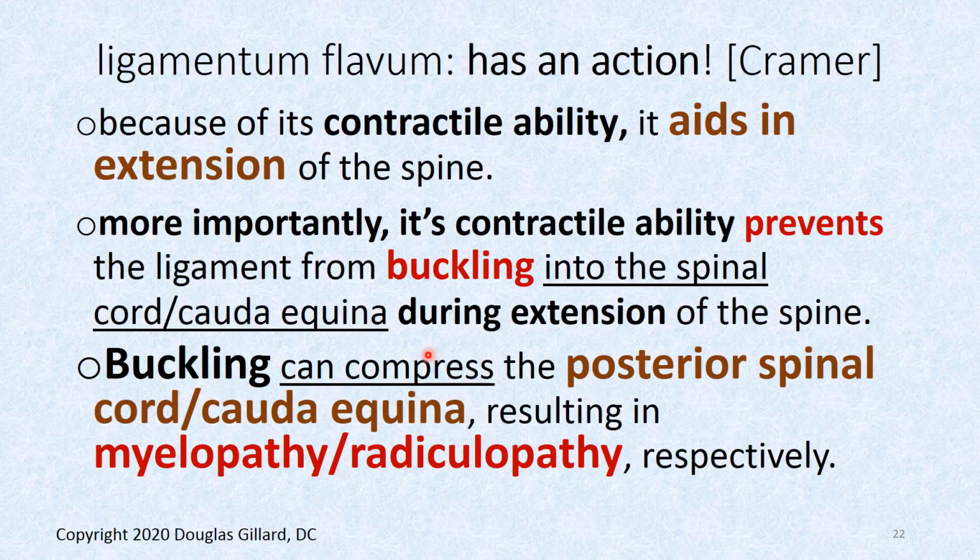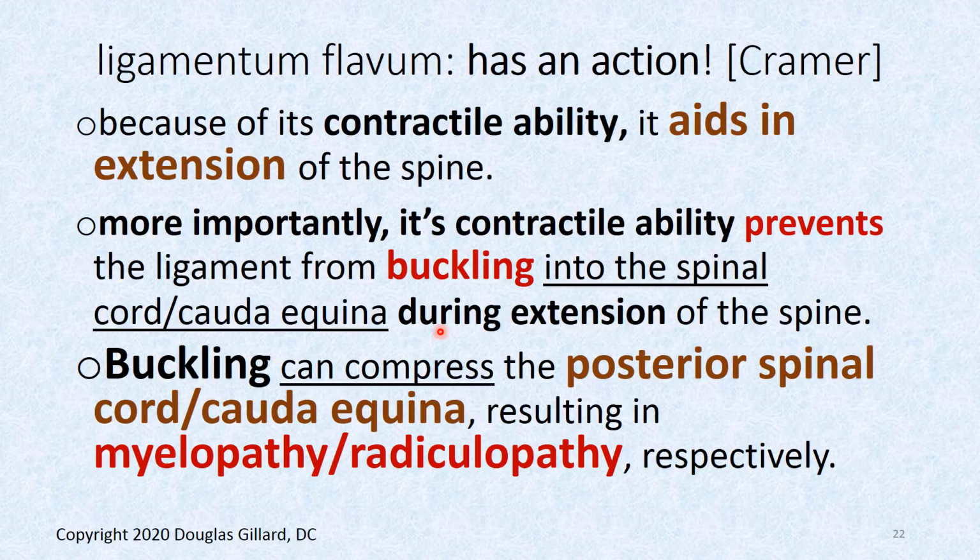Degenerative changes can cause the ligamentum flavum to lose its contractile property. And therefore, when you bend back, instead of shrinking out of the way, it can bulge or buckle forward, and it can pinch the spinal cord itself. That's called stenosis. And that's not a good thing.